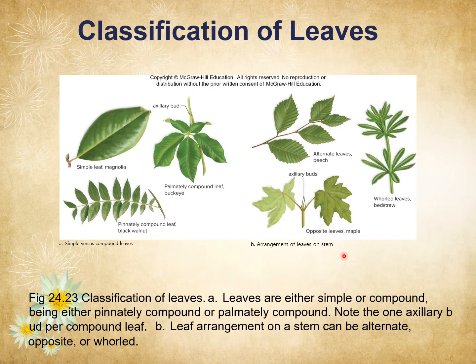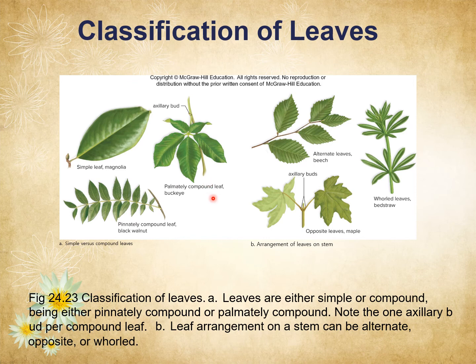Okay, next we go on into the classification of leaves. The blade of a leaf can be simple or compound. This is an example of a simple leaf, and these are examples of compound leaves. This is pinnately compound and this is palmately compound.